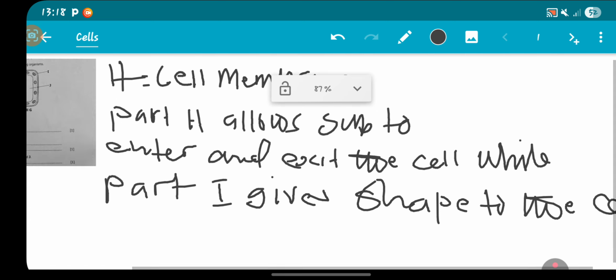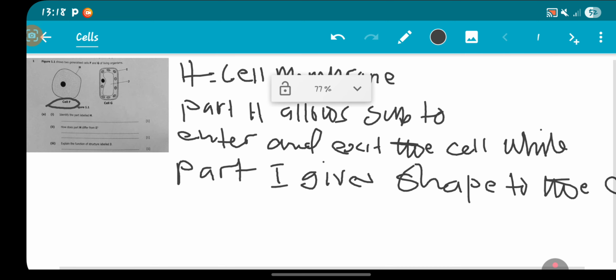So here you can go with whichever you want. As we said, part H is a cell membrane which allows substances to enter and leave the cell. Again, it is found in both plant cells as well as animal cells. The other thing is that part I is a cell wall which gives shape to the cell. It also protects the cell from mechanical stress as well as pathogens. Pathogens are just foreign materials that can affect the cell.